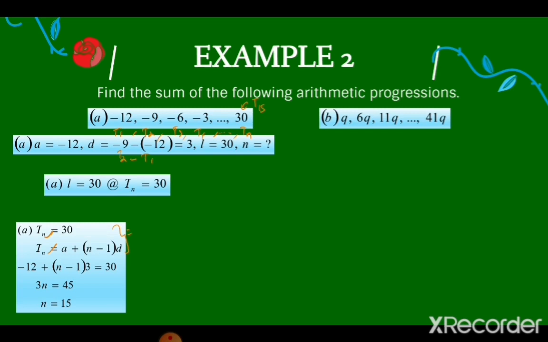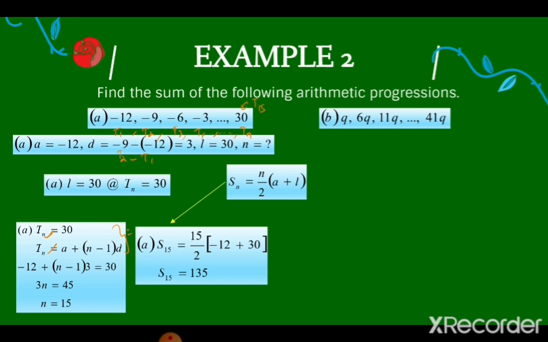Okay, since we know that our n is 15, when the question asks for the sum of the first terms for that arithmetic progression, you know that you need to find S15. By using the formula with a plus l, because we know our last term, which is 30, and our first term is negative 12, just apply. So our S15, or our sum of the first 15 terms in that arithmetic progression, would be 135.